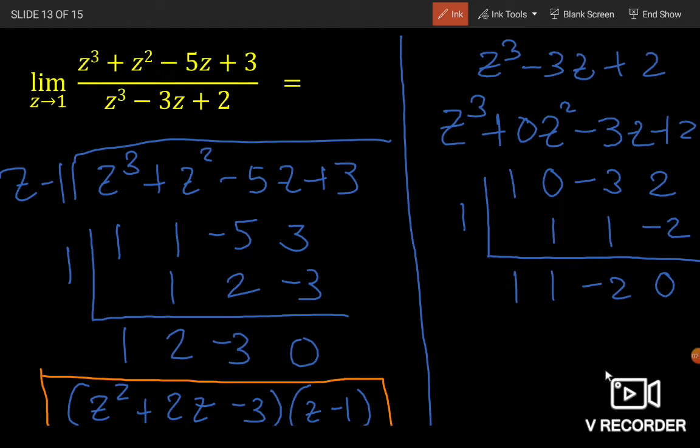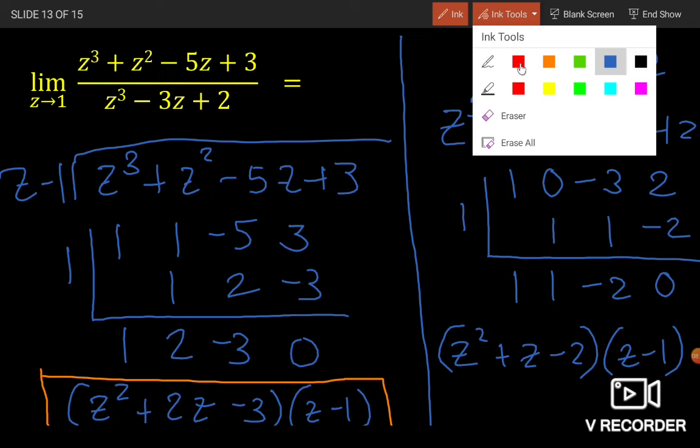Now, since this is z cubed, this can be expressed as one power lower, z squared, plus z, using these coefficients, and then minus 2. Now, this is the quotient. Now, we can therefore express this as z squared plus z minus 2 multiplied by z minus 1. So this is now your numerator, and this is your denominator.